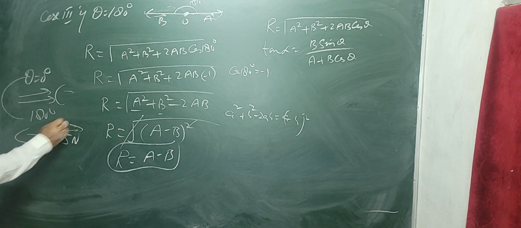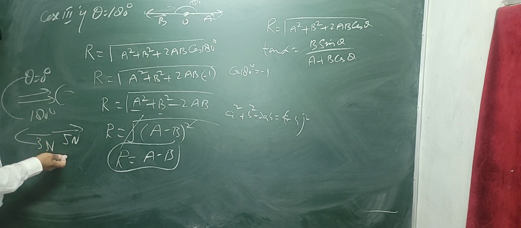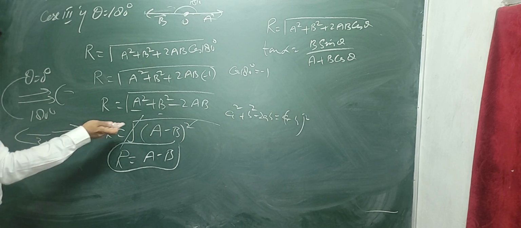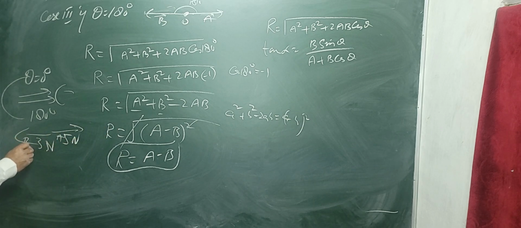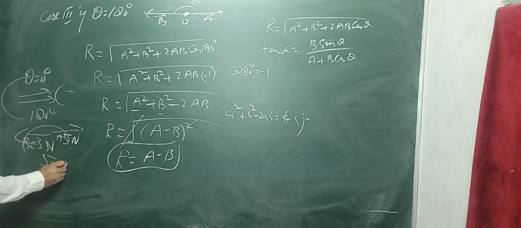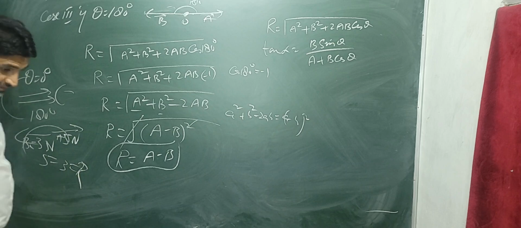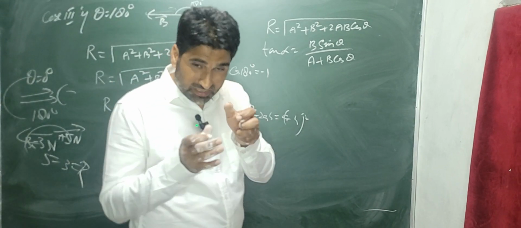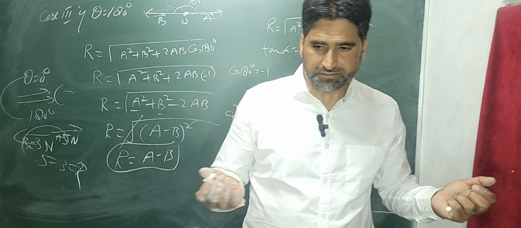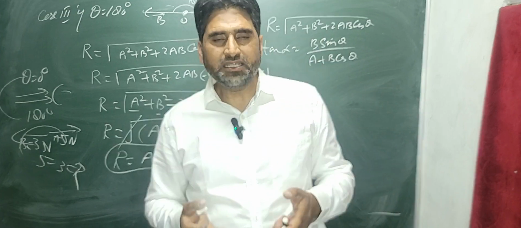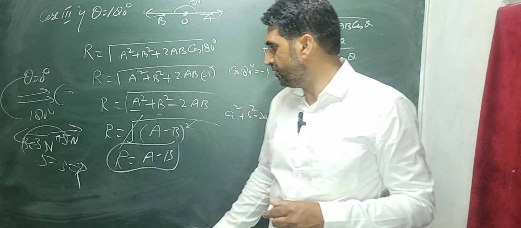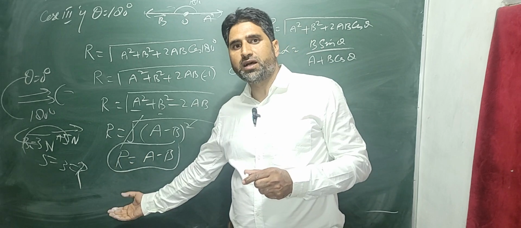Suppose a vector of 5 Newton is moving along this direction A and B of 3 Newton is moving along the opposite direction. Take 5 minus 3 to give the R. So when two vectors are moving oppositely, you can directly subtract them and get the value of the resultant.